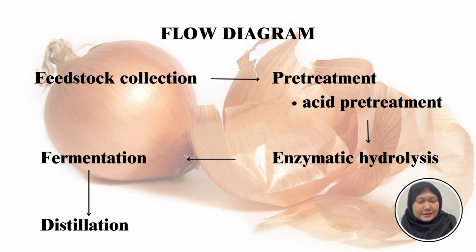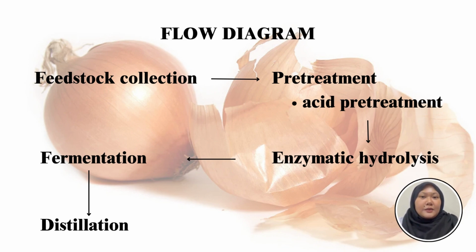Then the feedstock, which is the onion skin, will undergo the alkaline treatment, for instance using H2SO4, the sulfuric acid, to break down the lignin. Because in vegetables, for instance onion, the lignin content is higher. So when the lignin content is high, it will inhibit, or it will make the fermentation process not fully accessible for the yeast.